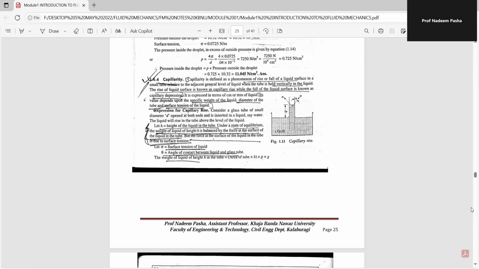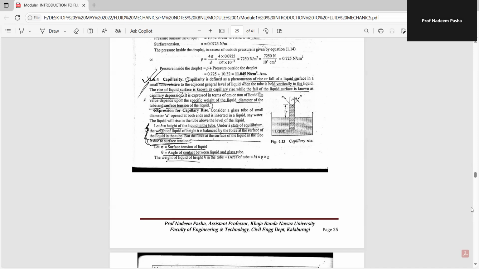Finally, we come to the last part of module 1, that is capillarity. So what is capillarity? Capillarity is the rise or fall in the level of liquid when a glass tube is inserted in a beaker. There will be a rise in the level of liquid adjacent to the tube, or there will be a decrease in the level. If there is an increase, then it is termed capillary rise. The formula to calculate capillary rise is h equal to 4 sigma cos theta divided by rho g d, where theta is equal to 0 degree in case of water, whereas theta is equal to 120 degree in case of mercury.